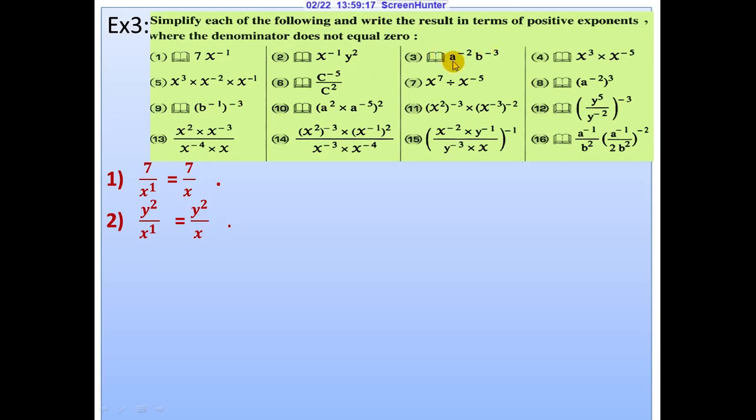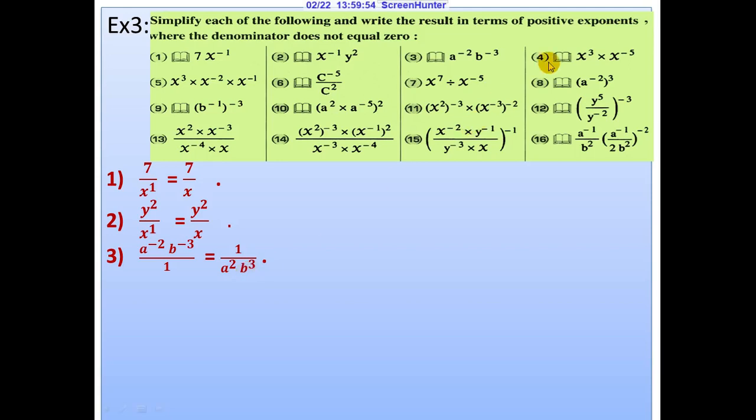Here, number 3, we have a raised to power negative 2 and b raised to power negative 3. Both of them have negative power, so we must change both places. How? Like that. We can write both of them in this form: a raised to power negative 2, b raised to power negative 3 over 1. And we change their position by putting both of them in the denominator. It will be equal to 1 over a raised to power positive 2 and b raised to power also positive 3.